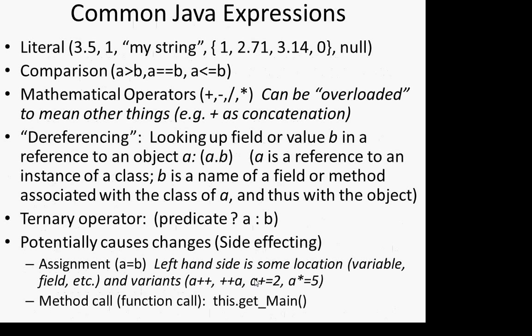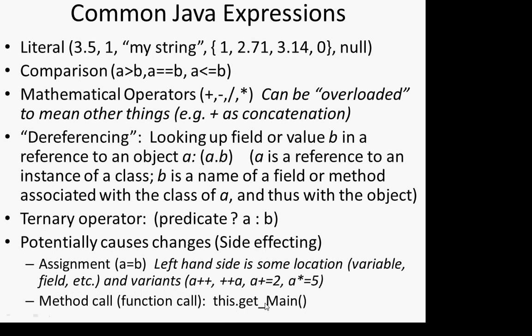Now, another one is dereferencing. When you see something like a.b, what that's saying is, take the reference a, and then get the property or method called b, okay? For example, we see that right down here, this.getMain. Whatever this refers to, we want to call getMain on that.